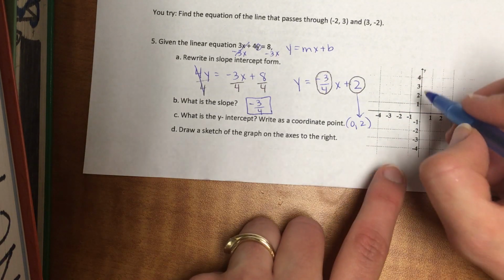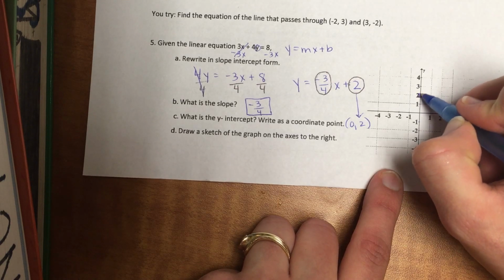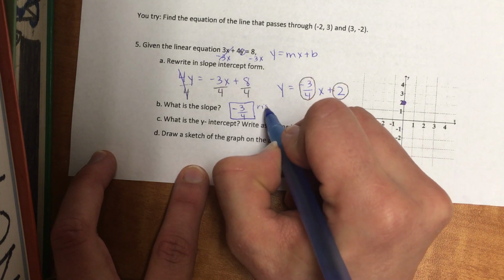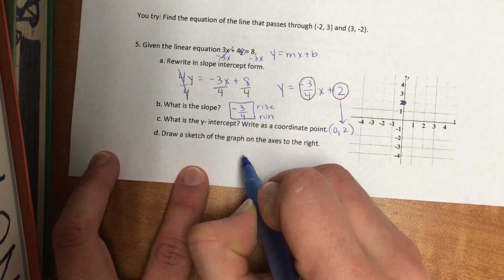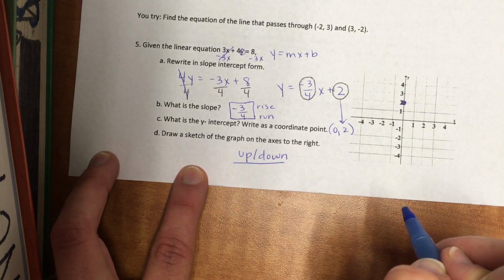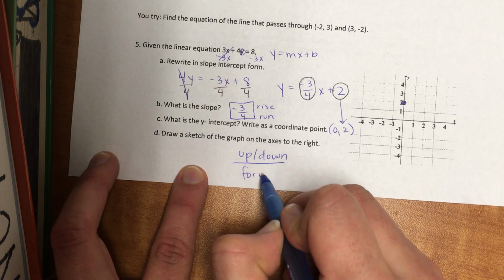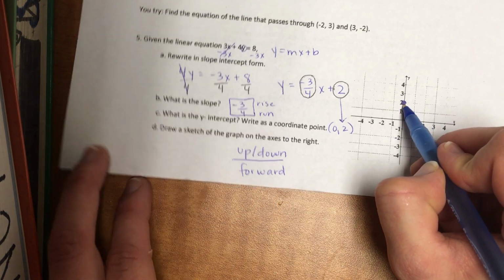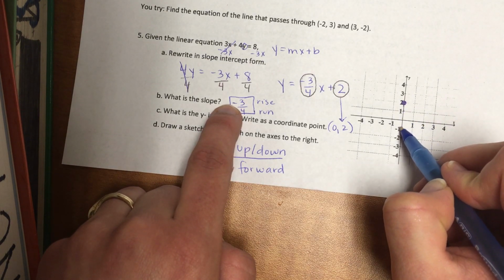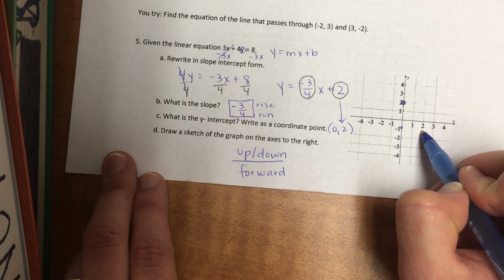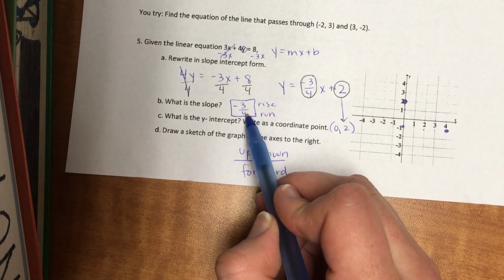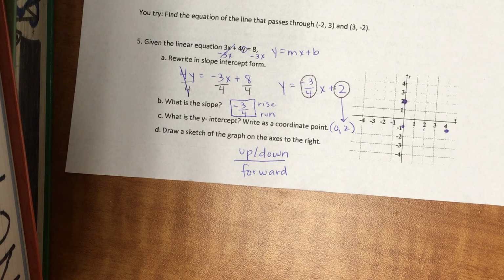To graph this, I like to start at my y-intercept, positive 2. And then slope is rise over run. It tells you how much you go up or down from one point to get to the other versus how much you have to go forward. So from this point, I have to go negative direction, so down 3, 1, 2, 3, and forward 4, 1, 2, 3, 4. So rise over run, how far do you go up or down, and how far do you go forward to get to your second coordinate point?